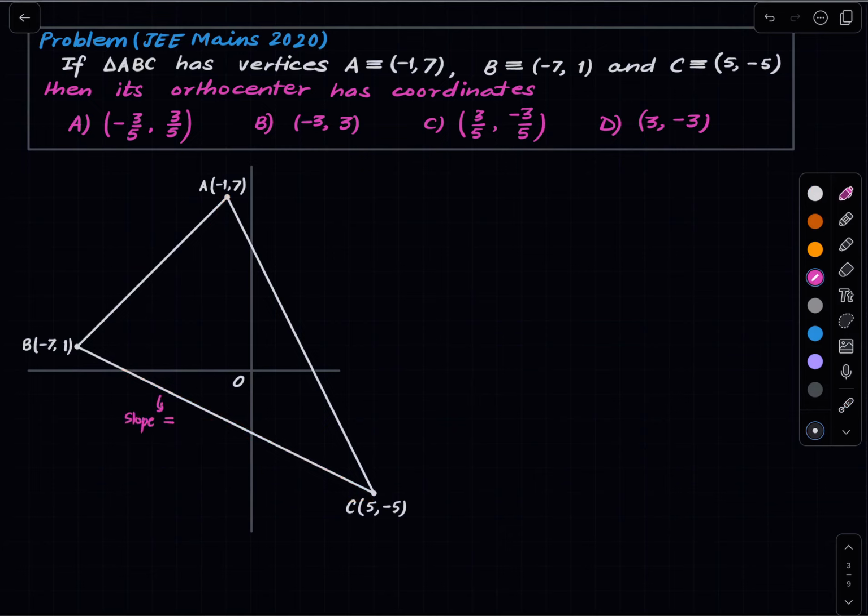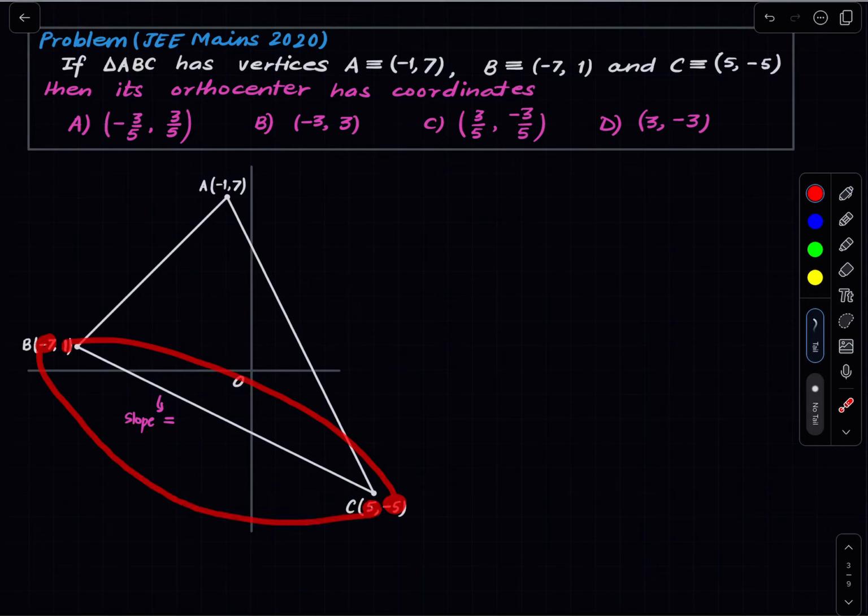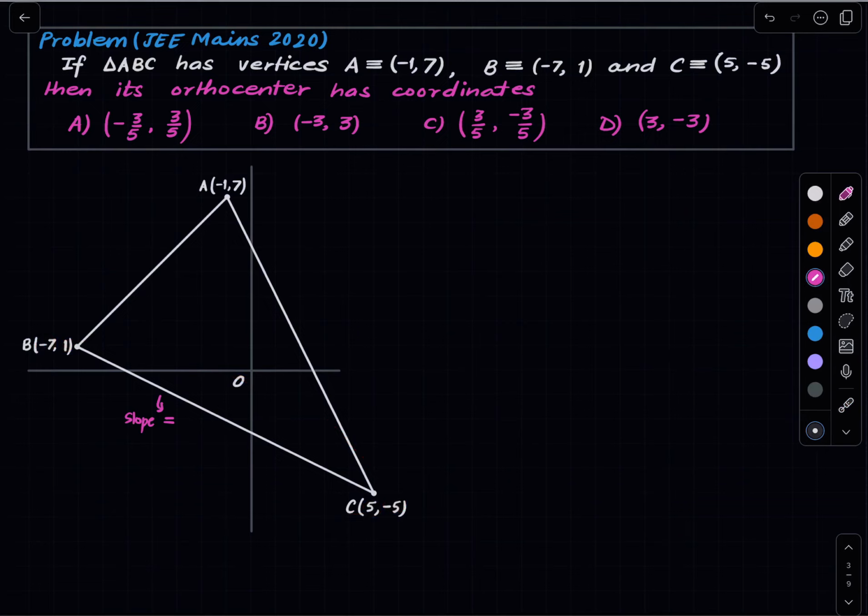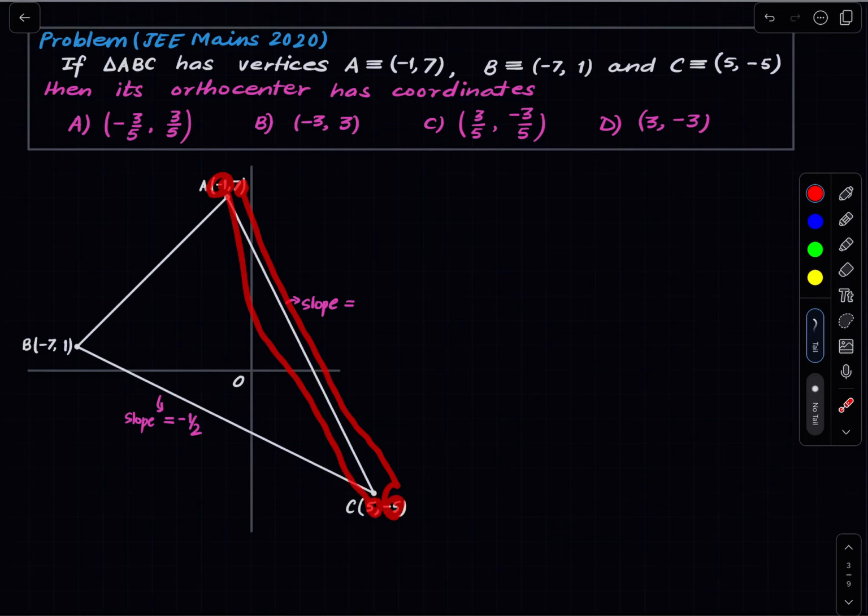Okay, so the slope of this line is 1 minus -5 divided by -7 minus 5. So that is -half. And slope of this is 7 minus -5 divided by -1 minus 5. So that is -2.